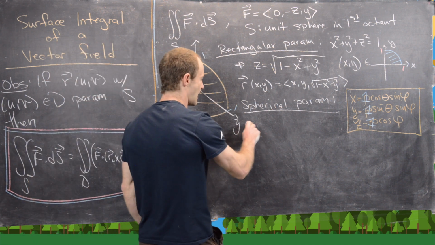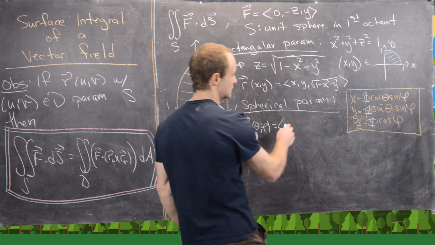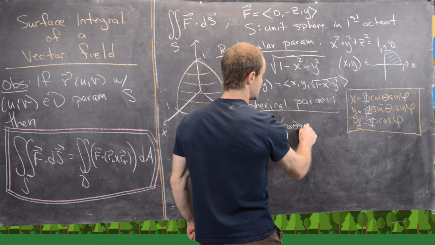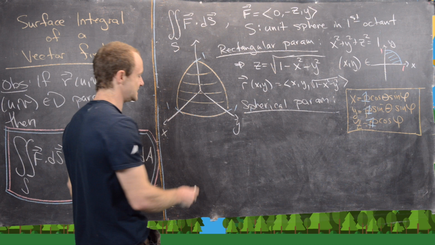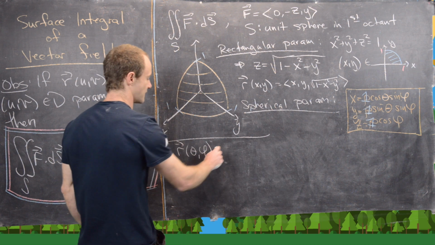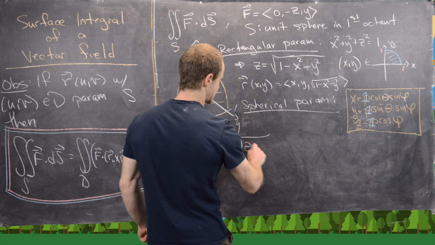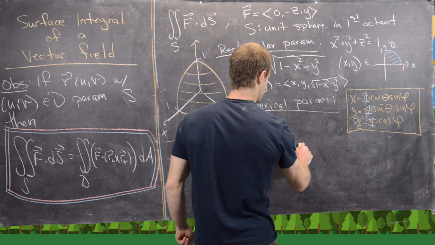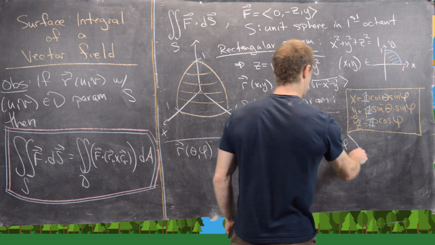Great. And now we have r(theta, phi) equal to (cosine theta sine phi, sine theta sine phi, cosine phi). So we've got this nice form for our parameterization, where theta and phi are our variables.